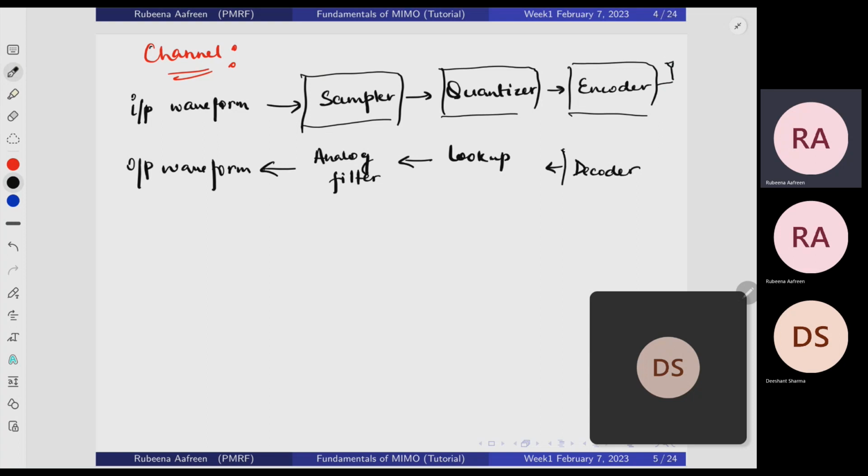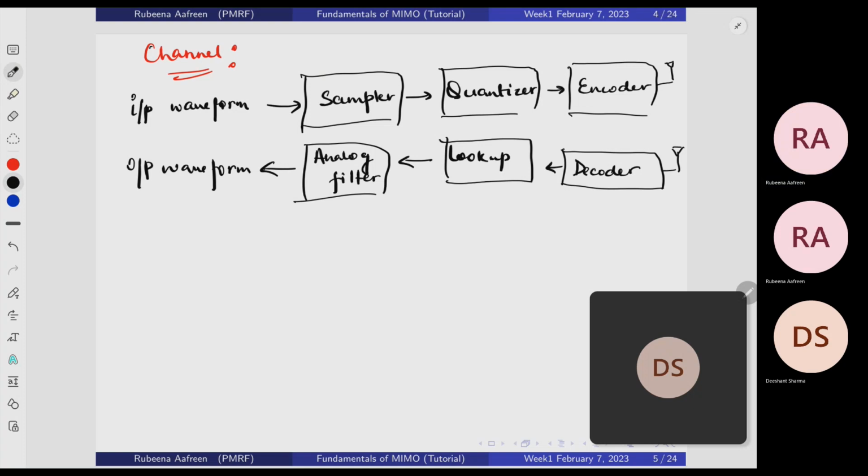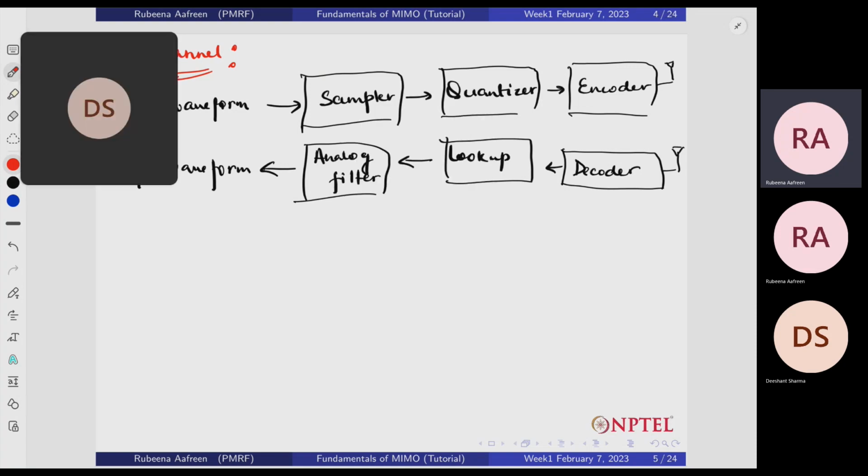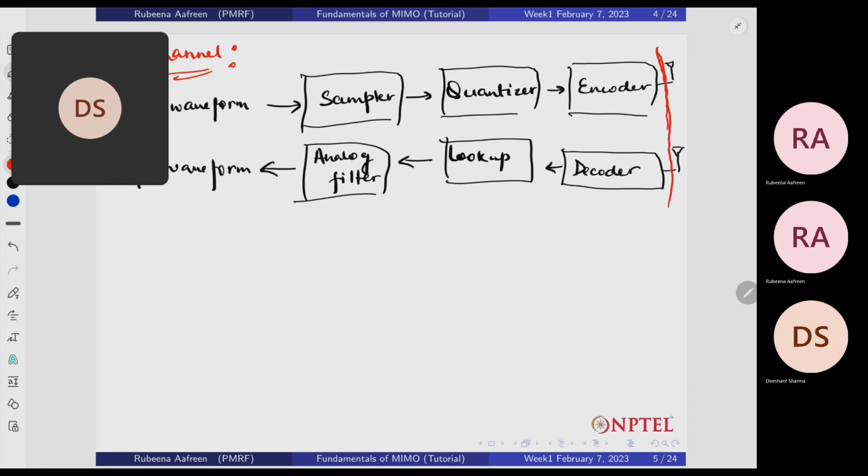Then the channel is transmitted, and at the receiver this is decoded, then the reverse operation happens, lookup table, analog filter, and then we get the output waveform. After encoding, the channel is transmitted, and there will be more components after this also. This encoder is comprised of different major blocks. But after encoding, this is transmitted to the channel. So we will see the channel as what is transmitted and what is received. This will be the type of channel.